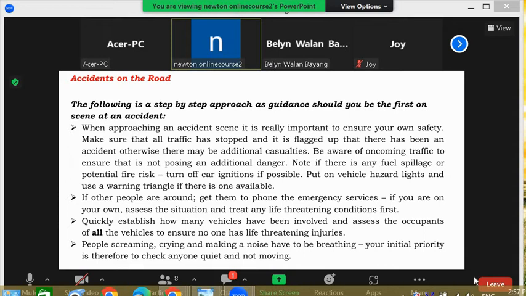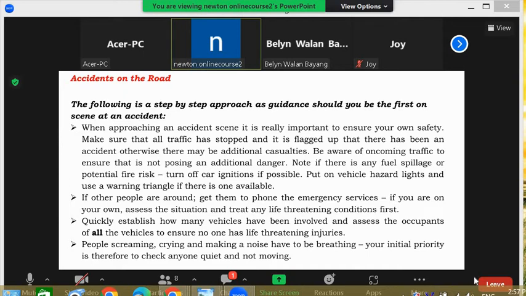Before you do anything, you should do something. If you find an accident on the road, do not go directly there. Before that, you should ensure your safety. So first you have to prioritize your safety. Approaching an accident, it is really important to ensure your own safety. That is very important.